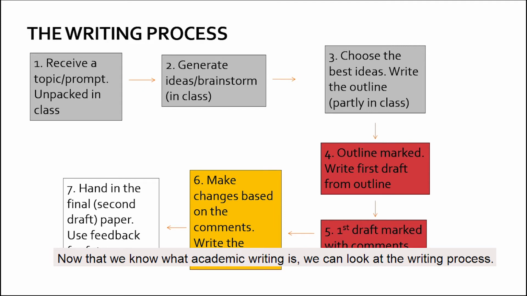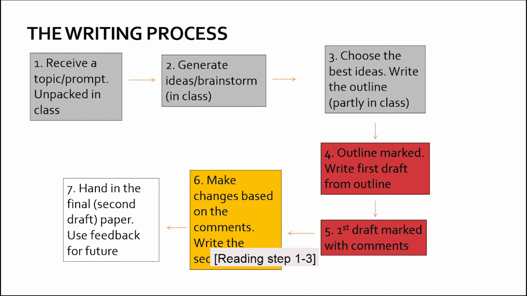Now that we know what academic writing is, we can look at the writing process. The first 3 steps of the writing process is what you have already completed. So step 1, you're going to receive a topic or a prompt, which is unpacked in class. Step 2, you generate the ideas or you brainstorm, which maybe was also done in class. And then step 3, from those brainstorming ideas, you choose the best ideas and write the outline, which you partly did in class and then completed at home.